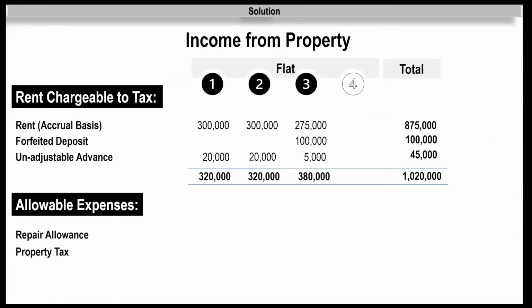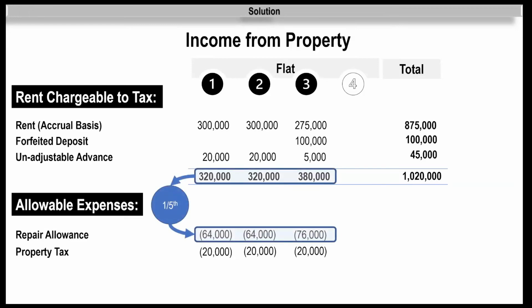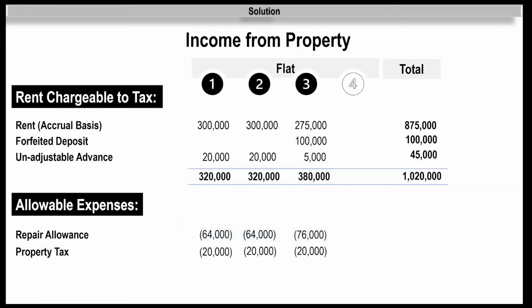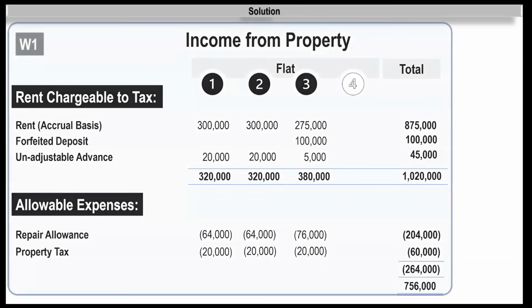Rs 20,000 is an allowable expense for each of 3 flats. Now work out repair allowance for each of the flats. Working of expenses is complete now. Let's make totals. Deduct allowable expenses from rent chargeable to tax. Property income comes to Rs 756,000.